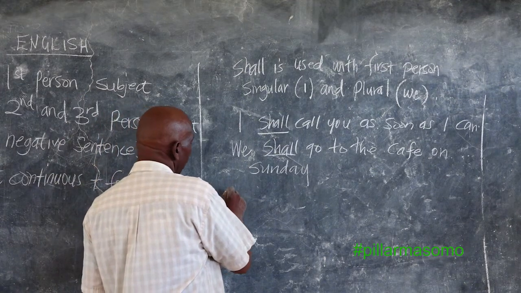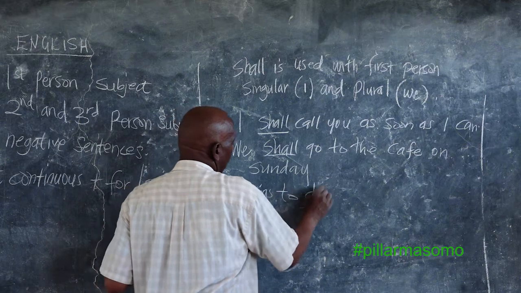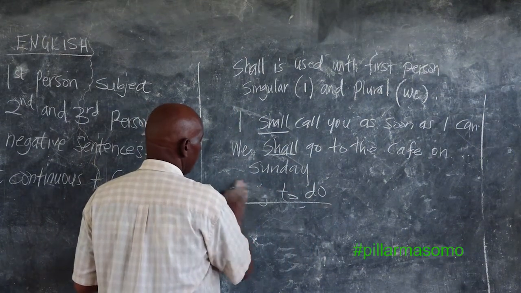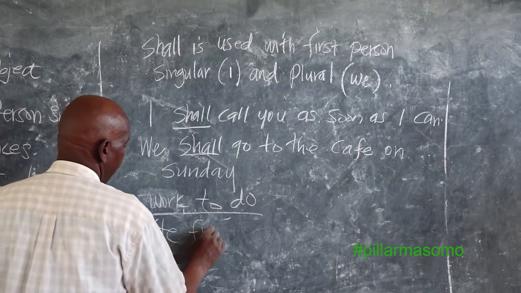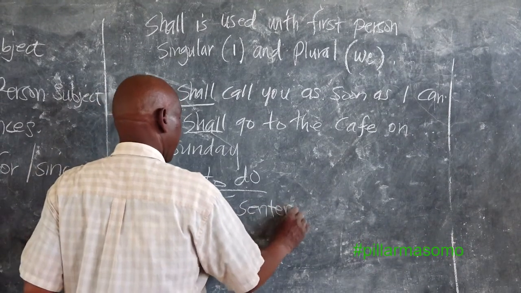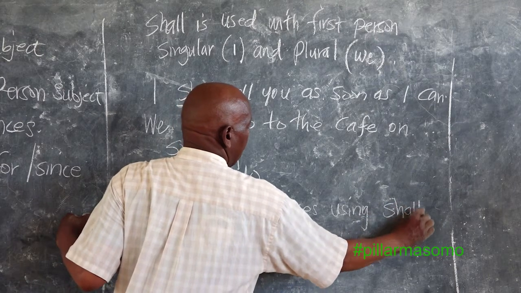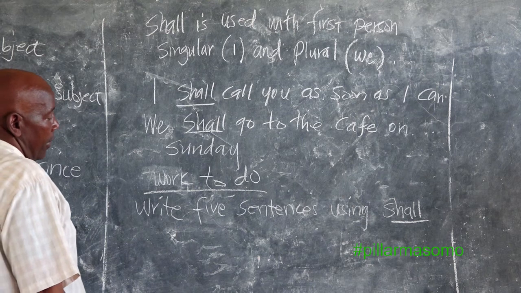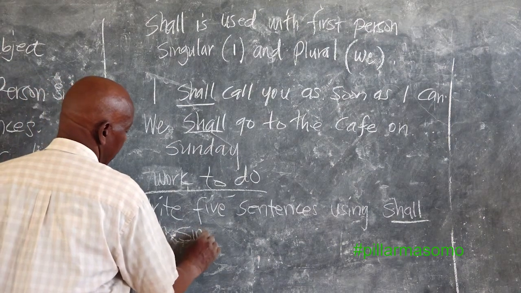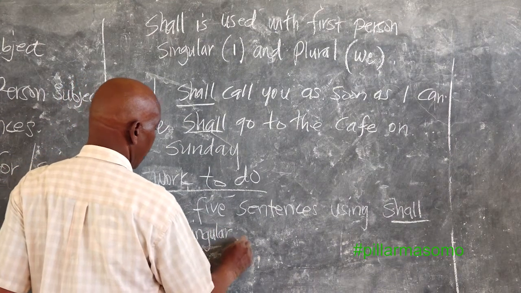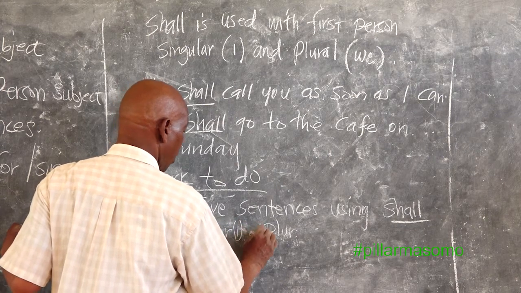What to do? Write five sentences using shall, either with singular I or plural we.